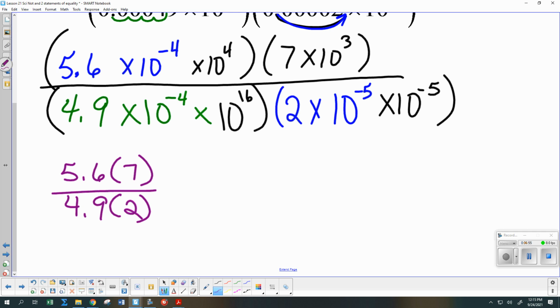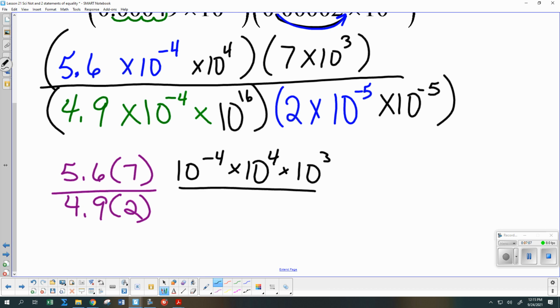There's a bunch of ways you could go with that. I'll write them all out. I wouldn't if I was doing this on a problem set, but 10 to the minus 4, 10 to the 4, 10 cubed, 10 to the minus 4, 10 to the 16th, 10 to the minus 5, 10 to the minus 5. Those are all the ones I'm working with.